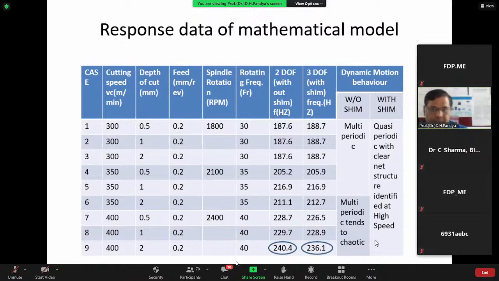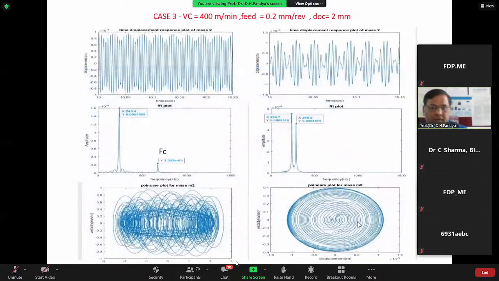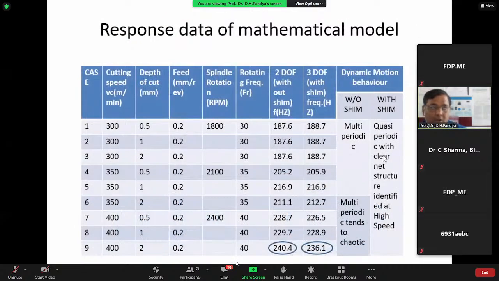But with SIM, the dynamic motion remains the same, and quasi-periodicity is very clearly identified with the net structure. This is one case where we have a clear-cut net structure developing at high speed, meaning the system is going toward quasi-periodicity. It is a little better than chaotic. Chaotic is not acceptable, but quasi-periodic motion is acceptable to the designer.